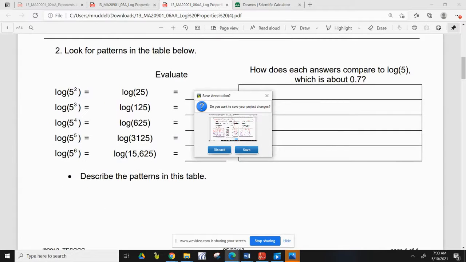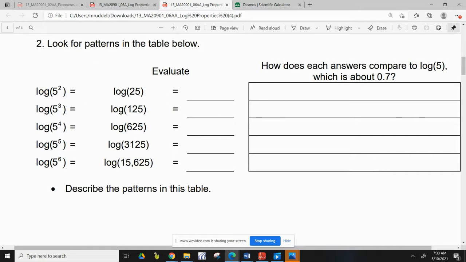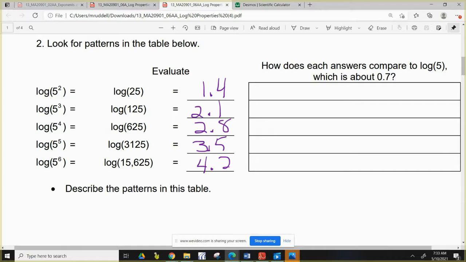Okay. Do the same thing. Take your Desmos Scientific Calculator and fill in the middle column: log 25, log 125, and so on. Hopefully you got this: 1.4, 2.1, 2.8, 3.5, 4.2. Now notice over here they have 5 squared, 5 to the third, 5 to the fourth, 5 to the fifth, and 5 to the sixth.